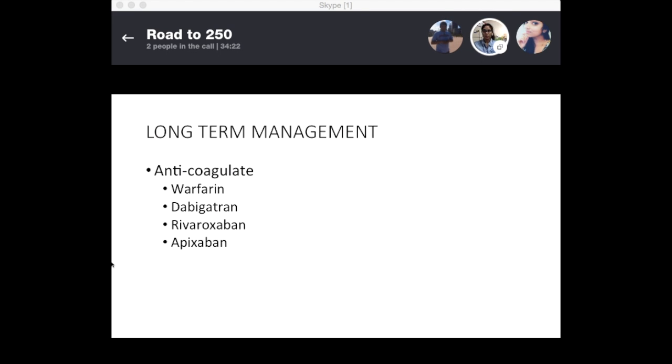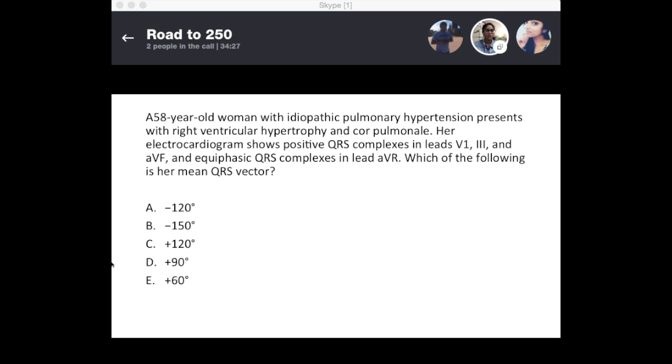Okay, so I have a couple of questions. Okay, so first question. A 58-year-old woman with idiopathic pulmonary hypertension presents with right ventricular hypertrophy and cor pulmonale. Her ECG shows a positive QRS complex in leads V1, V3, and aVF, and an equiphasic QRS complex in lead aVR. Which of the following is her mean QRS vector?